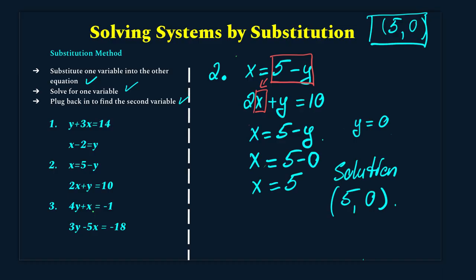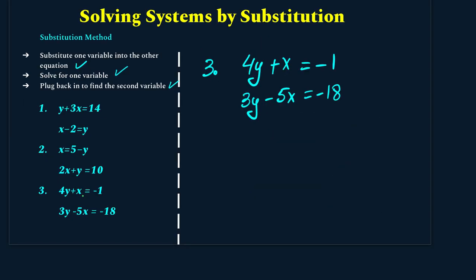Okay, let's move on to our third example. It's just a little bit more complicated. All right, remember when we were substituting one of the variables, we knew what that variable equaled. And that meant that that variable was standing alone, saying x equals or y equals. In here, we don't have that. So therefore, we have to manipulate one of the equations. That means solve for one of the variables.